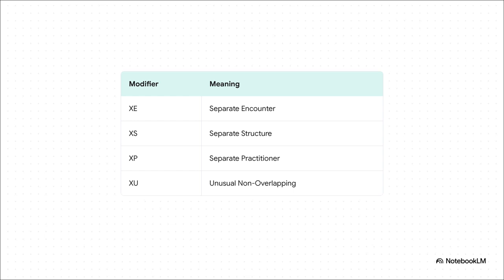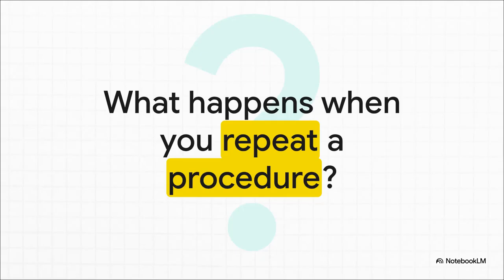Master these four, and you'll drastically reduce your reliance on Modifier 59. Relying on Modifier 59 as a crutch is definitely a habit of the past. Precision is the future here, folks. By properly deploying XP and XU, you are essentially building an audit-proof shield around your revenue cycle. So that wraps up our deep dive into the X modifiers.